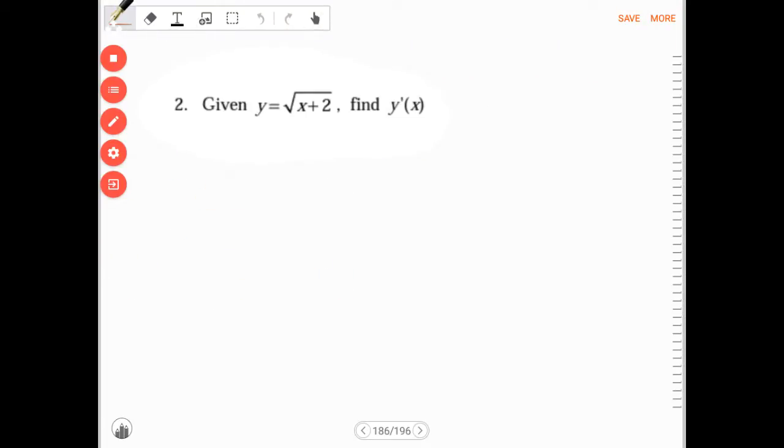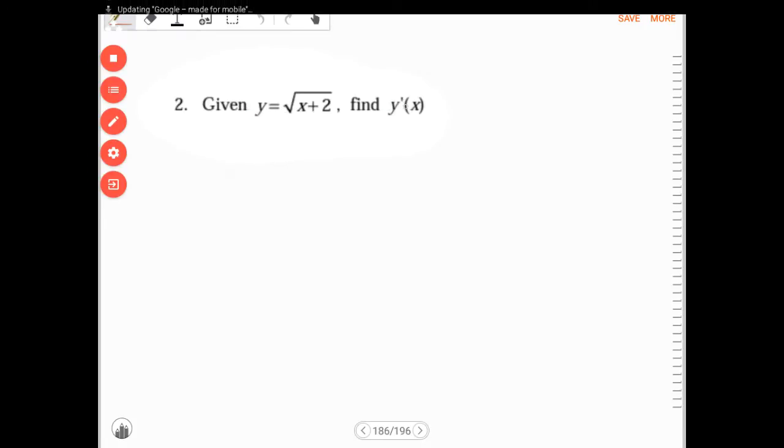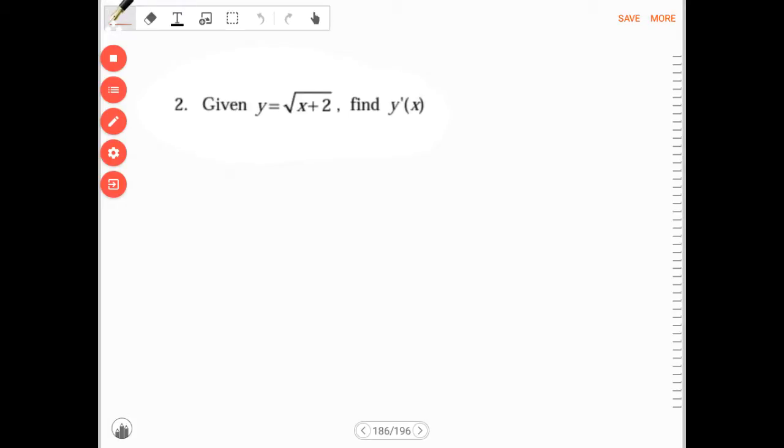Okay, so number 2. Same kind of thing. If y equals the square root of x plus 2, we're going to find the derivative of y with respect to x, or y prime. All right, so that's the same kind of thing. So the slope equals the limit as h approaches 0 of the square root of x plus h plus 2, minus the square root of x plus 2, all over h.